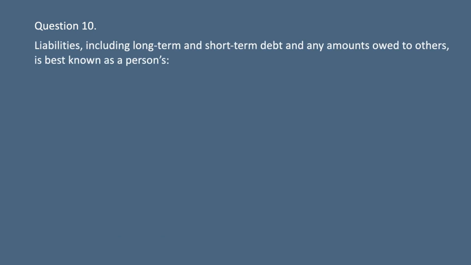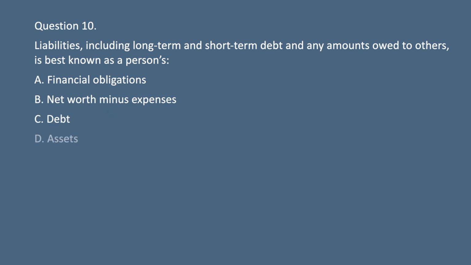Question 10. Liabilities, including long-term and short-term debt and any amounts owed to others, is best known as a person's A. Financial obligations. B. Net worth minus expenses. C. Debt. D. Assets. Answer.